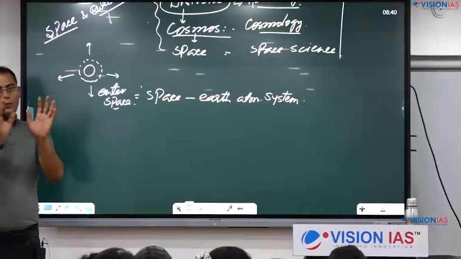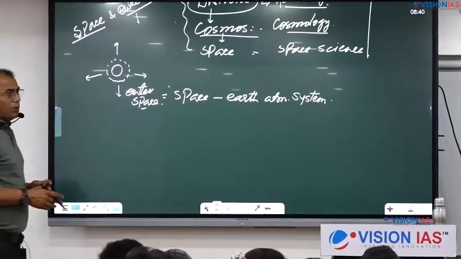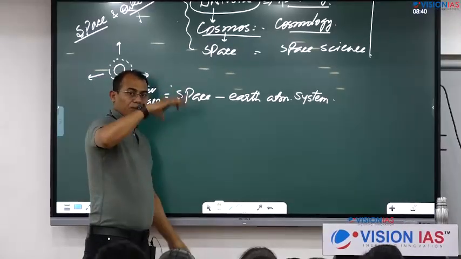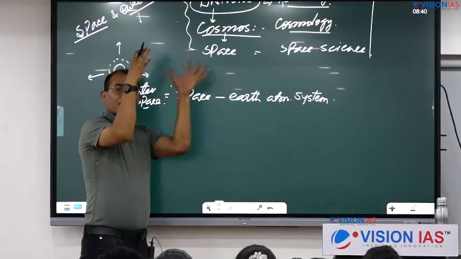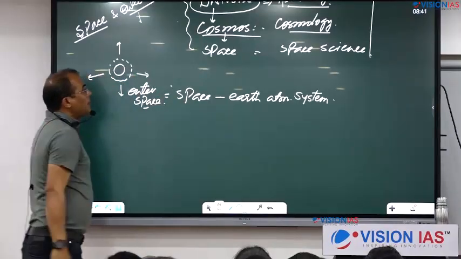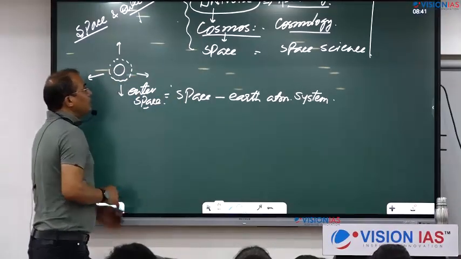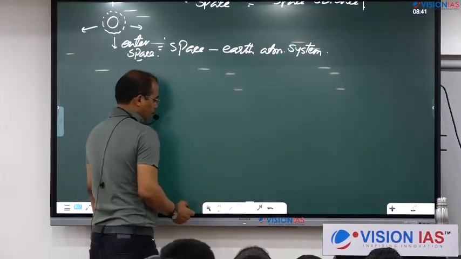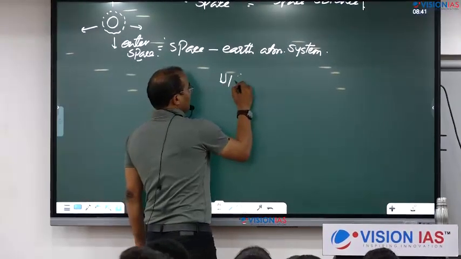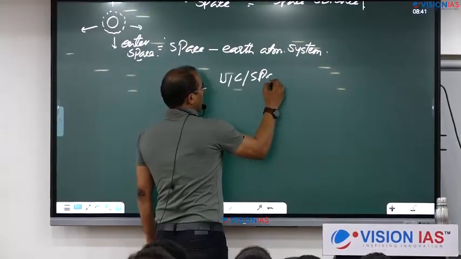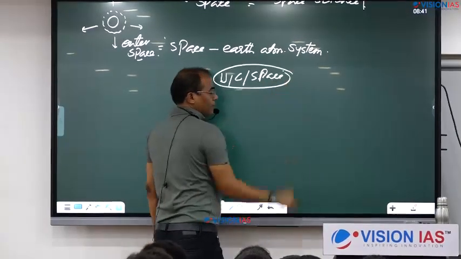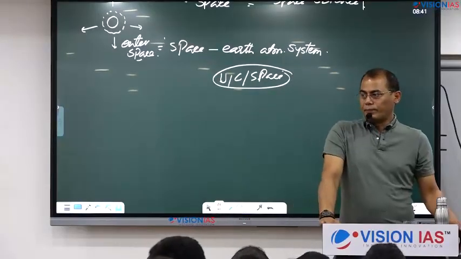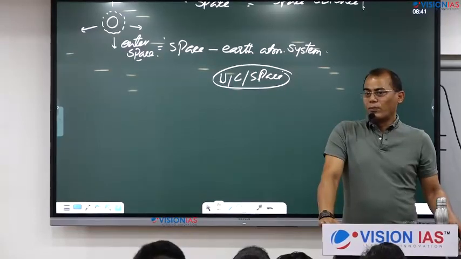So space is the entire universe or cosmos. Outer space is space minus the Earth atmosphere system. That is, things beyond the Earth atmosphere system is outer space. So whatever you call it, a universe, cosmos, or space, how do we define it? What is universe? What is space?